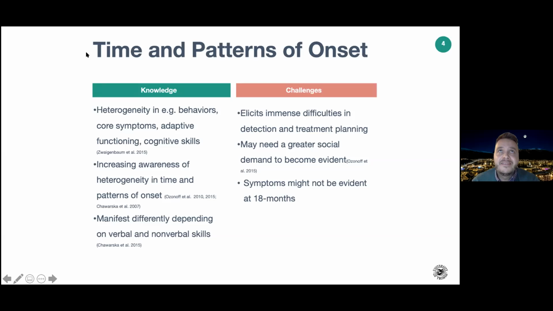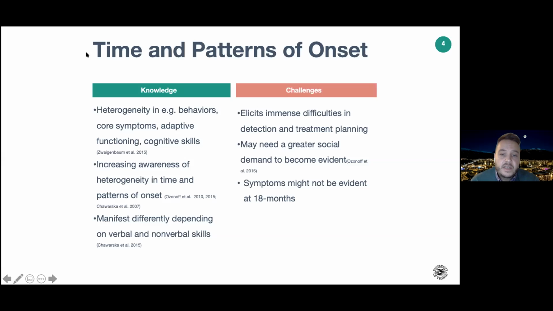So there needs to be a greater social demand sometimes, one that exceeds the child's social skills, for that disorder to become evident. A good example is if you have two babies playing together, it's not the greatest of social demands in that situation. But when you get to preschool and 5-6 years of age, these social interactions become much more complicated, and that's often also when we identify kids.